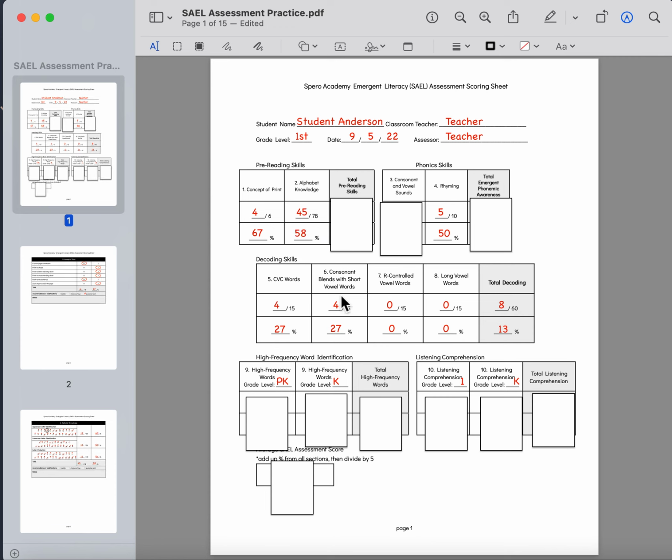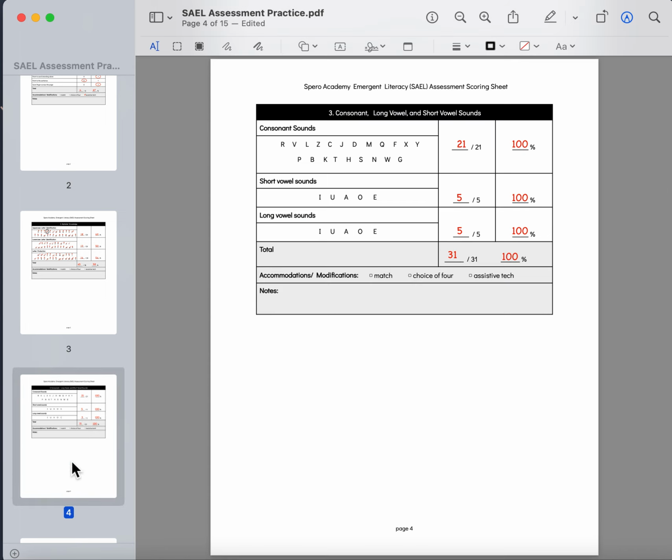So for this section, we've got 58%, and now we're ready to score the pre-reading skills. That one, I went ahead and did that math as well. So 4 plus 45 is 49, divided by 84 is 58% on that pre-reading skills. So now I will show you the consonant vowels. So this is why I want to make sure that we're always doing the actual scores.